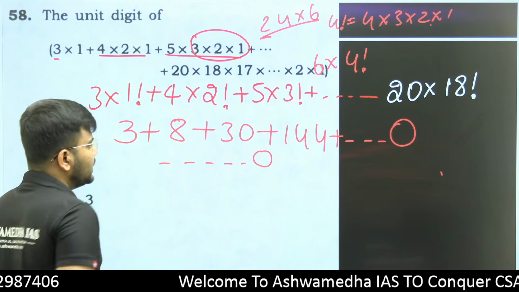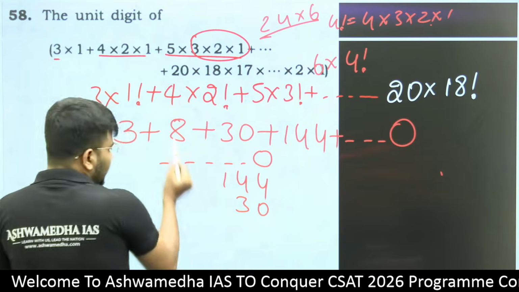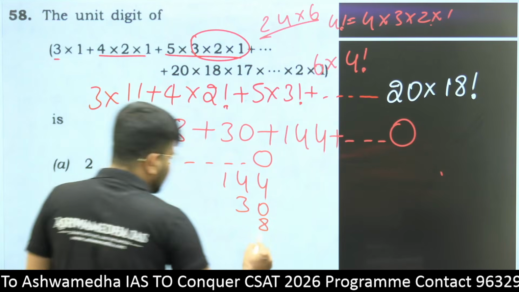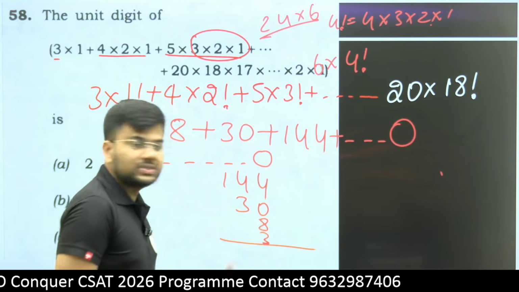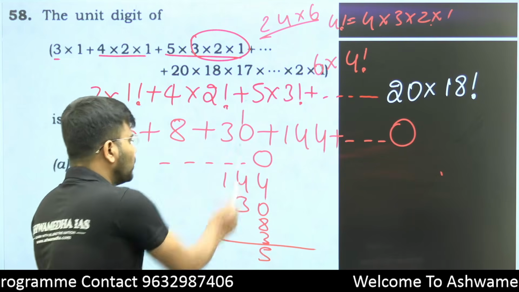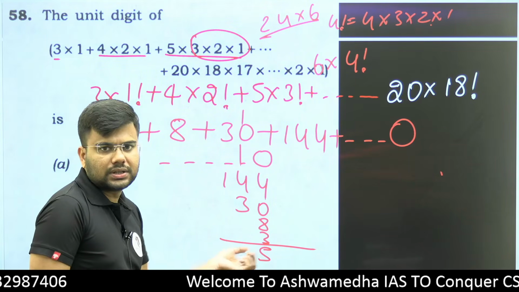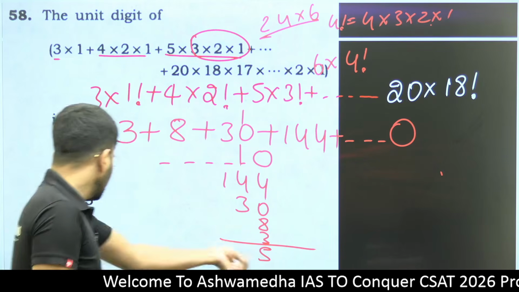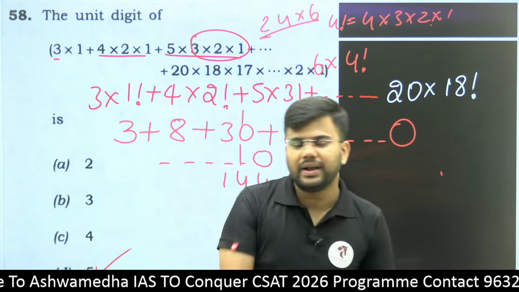How are you adding the numbers? You'll write 144. You'll write 30. You'll write again here 8. You'll write again here 3. You're supposed to add 8 plus 4, 12, 12 plus 3, 15. So 5, 1 carry. You're least bothered about the digit in the tens place. You're supposed to find the unit digit. That is, the unit digit would be 5. That is, option D would be the correct answer. Option D is 5. I'm sharing this PDF in the groups.